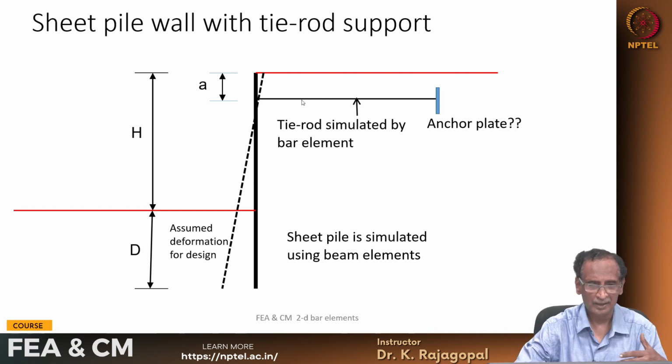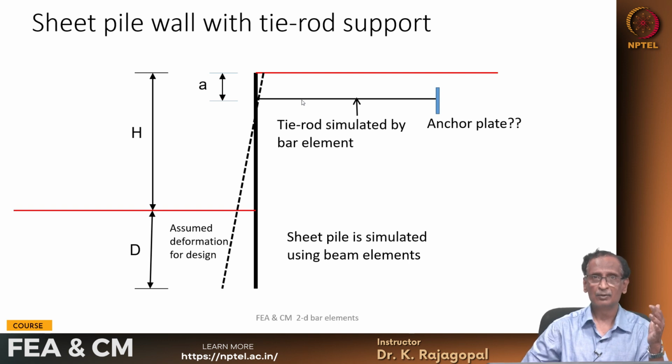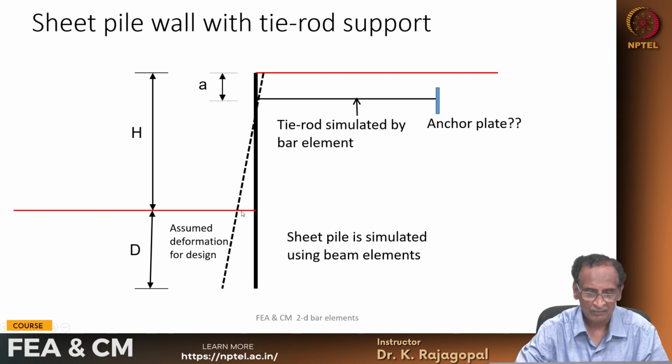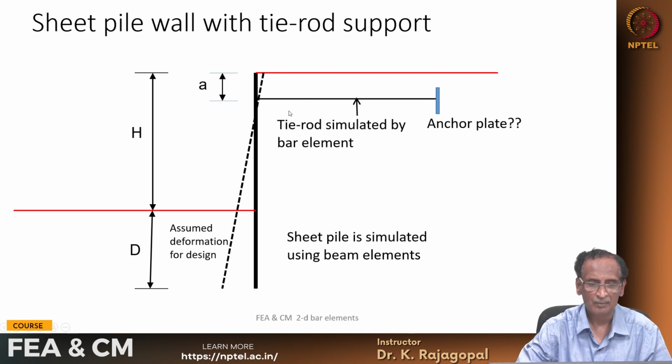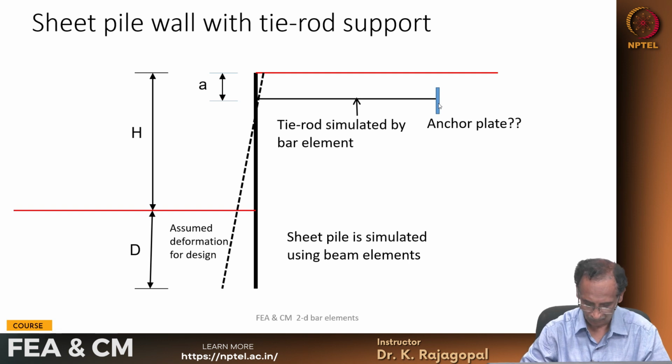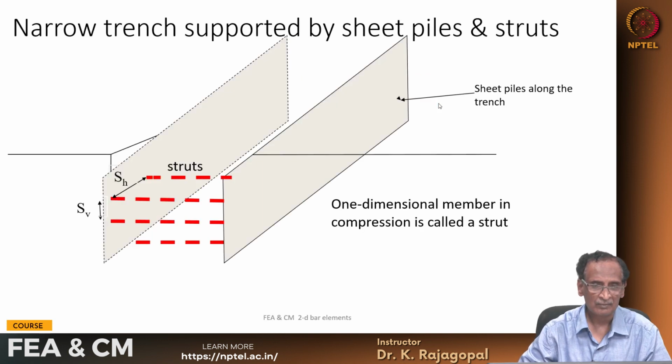But then we can do the same thing more elegantly by using our finite element methods, and while doing so, our sheet pile can be simulated by using flexural elements like beam elements, and the tie rod can be simulated by a bar element. And then what about the anchor plate? Okay, there are different methods that we will see later.